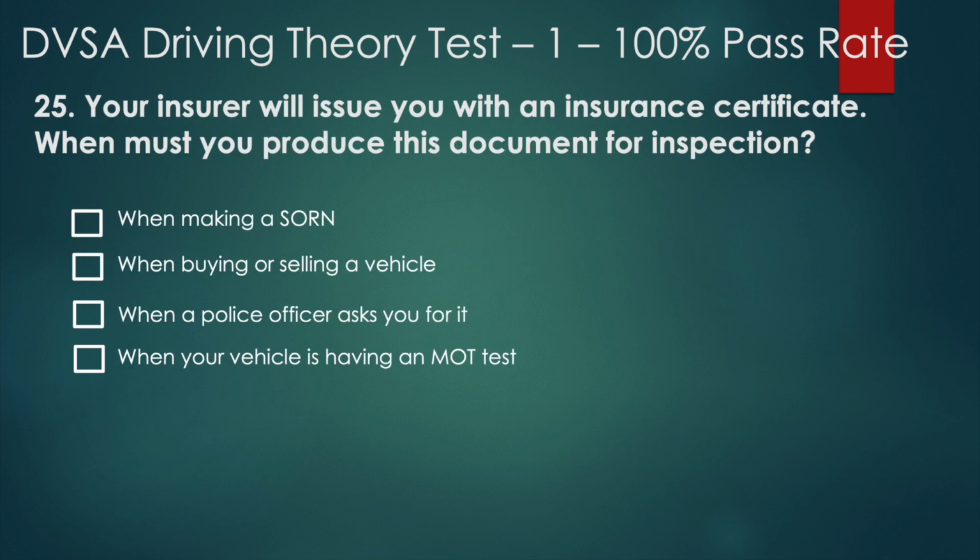25. Your insurer will issue you with an insurance certificate. When must you produce this document for inspection? A. When making a claim. B. When buying or selling a vehicle. C. When a police officer asks you for it. D. When your vehicle is having an MOT test. And the answer is C. When a police officer asks you for it.